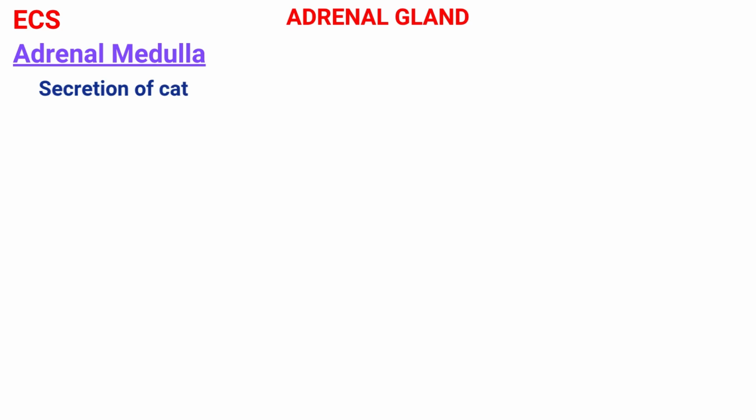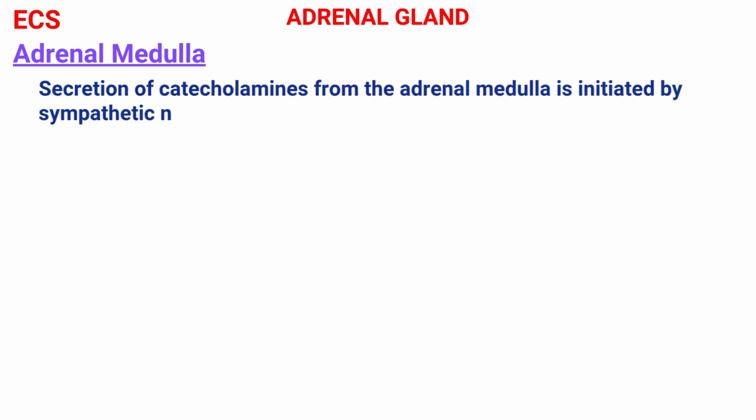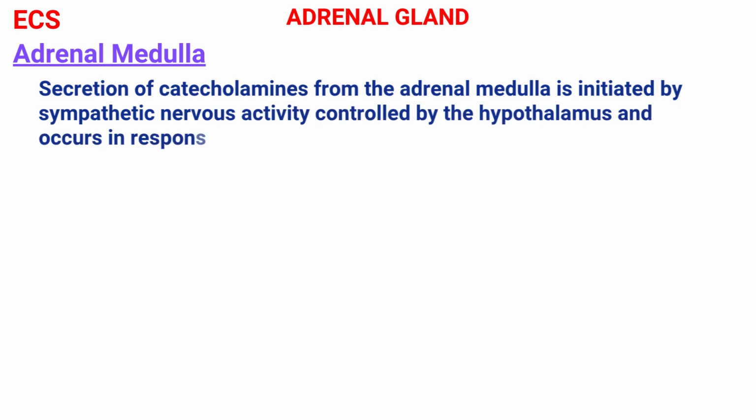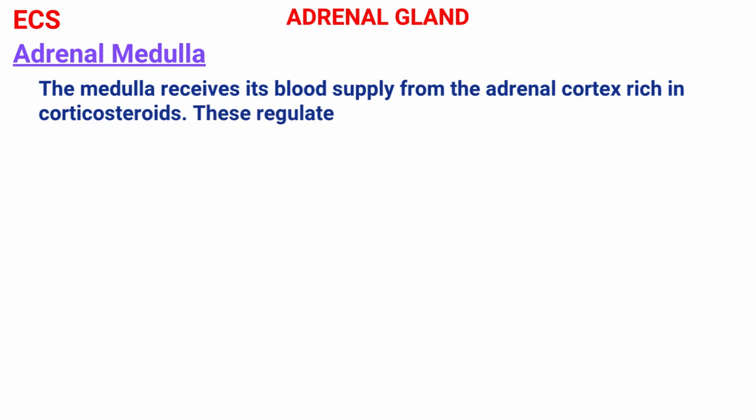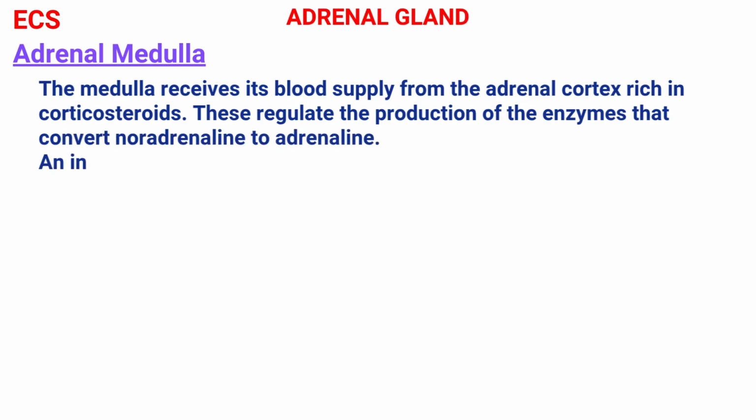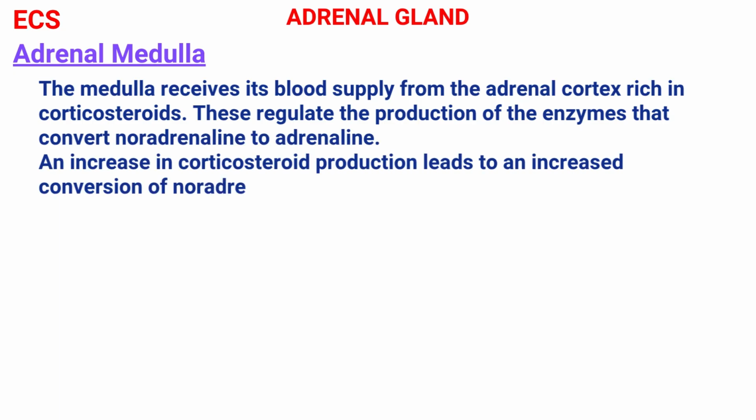The secretion of catecholamines from the adrenal medulla is initiated by sympathetic nervous activity controlled by the hypothalamus and occurs in response to pain, anxiety, excitement, hypovolemia, and hypoglycemia. The medulla receives its blood supply from the adrenal cortex, rich in corticosteroids. These regulate the production of the enzymes that convert noradrenaline to adrenaline. Thus, an increase in corticosteroid production leads to an increased conversion of noradrenaline to adrenaline.